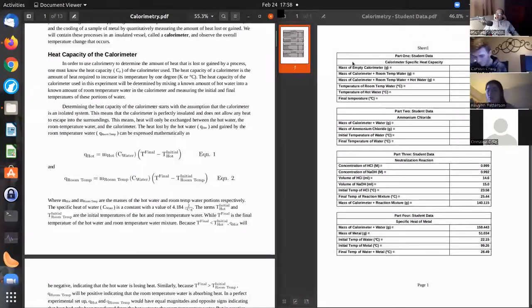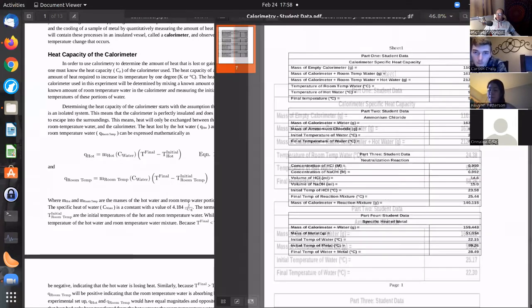So at first you have these values, right? The mass of the empty calorimeter, the mass of the calorimeter with the room temp water, and then the mass of the calorimeter, room temp water, and hot water. We're just going to use weighing by difference here to get these values. So I'm going to subtract this value from this one, and I'll have the mass of the room temp water, right? That makes sense? Yes.